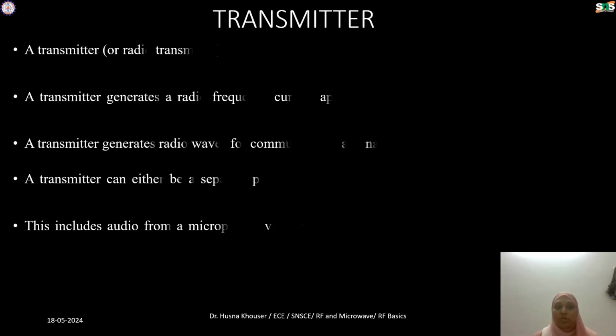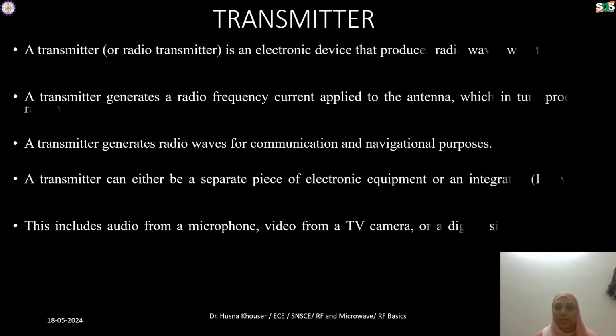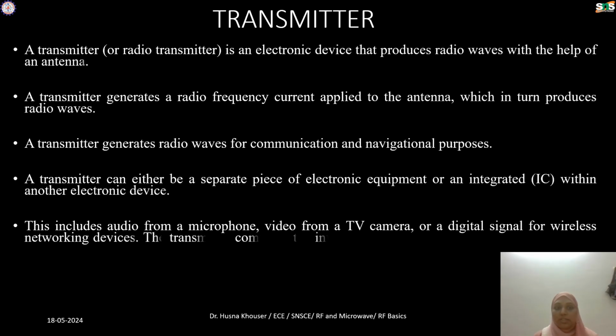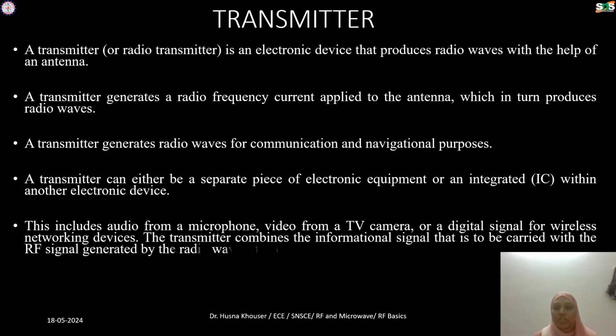A transmitter, or a radio transmitter, is an electronic device that produces radio waves with the help of an antenna. A transmitter generates radio frequency current applied to the antenna, which in turn produces the radio waves. So here this RF system is what we call a transmitter. It will transmit the data in the form of a radio frequency signal, that is, radio frequency current will be generated here, and that will lead to the antenna, in which the antenna radiates. So this transmitter generates radio waves for communication.